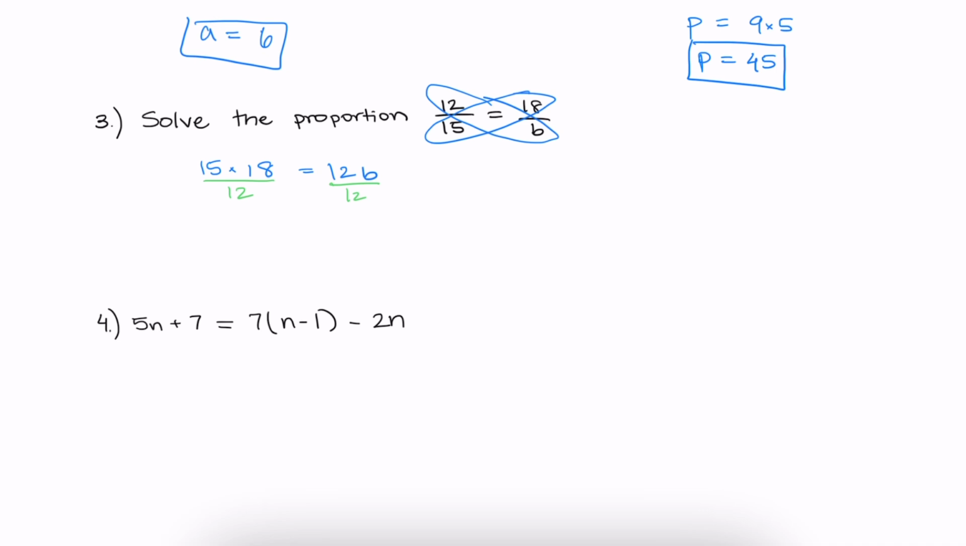So these two I can cancel, of course. 12 and 18 are both divisible by 6. So this becomes 2 and this becomes 3. And now it becomes a little bit easier to calculate because b then equals 15 times 3, which is 45 over 2, which you could also write as 22.5.